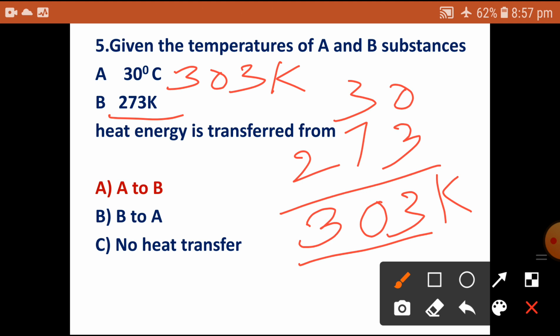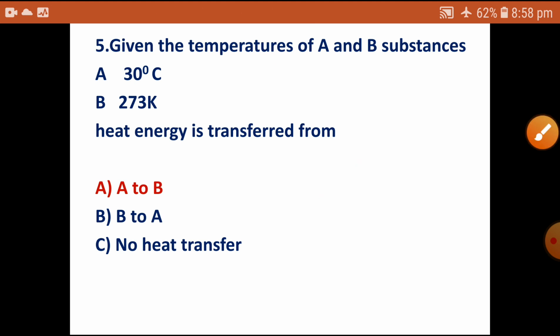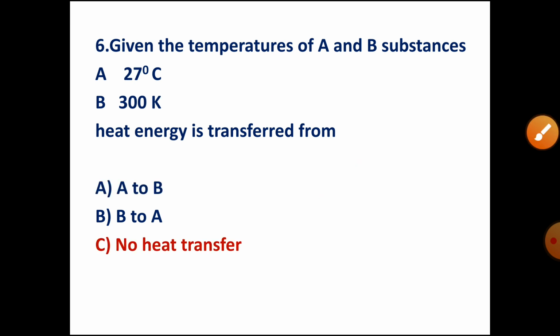Already what we learned, the heat energy transfers from the body which is at higher temperature to the body at the lower temperature. So A is at 303 Kelvin, so A is at higher temperature when compared to B. So the heat flows from A to B.